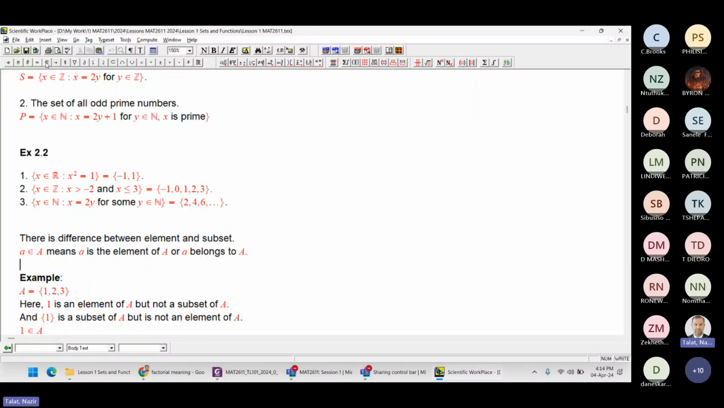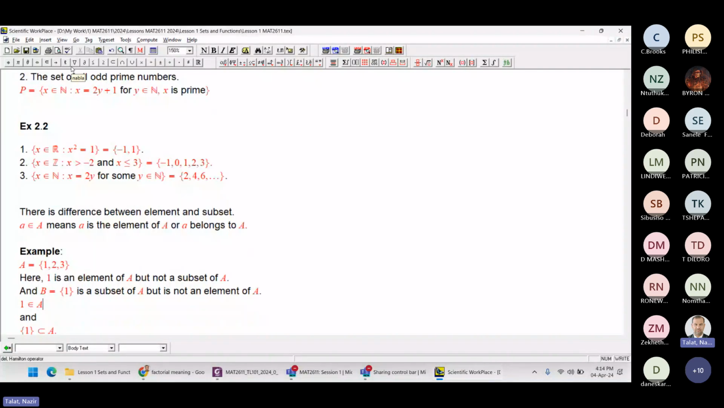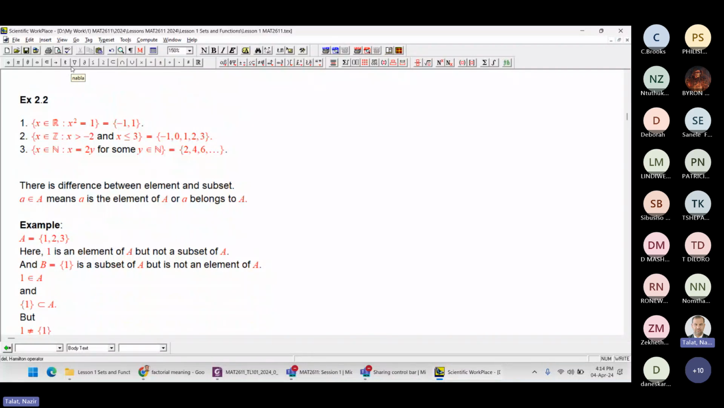A subset means, if we describe another set, suppose we call it B, a set having the one. Then we notice that A contains 1, 2, 3, and B contains only the one. So B is a subset of A, but not an element of A. And it is trivial that every set has at least two subsets.